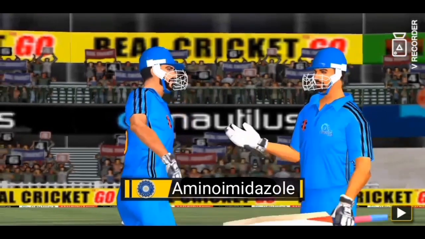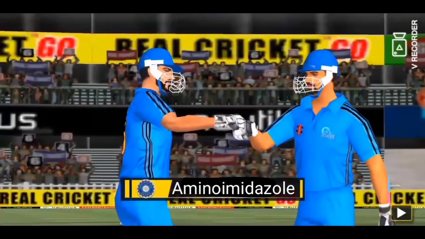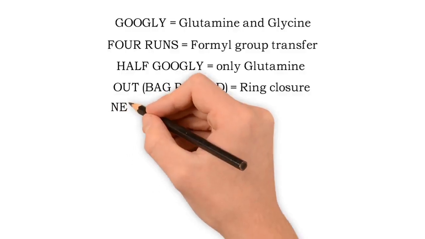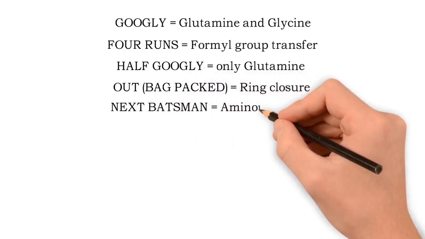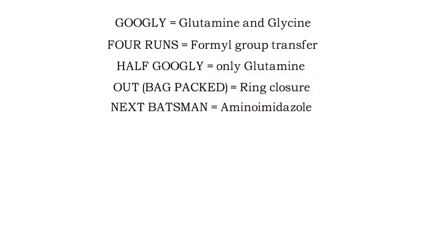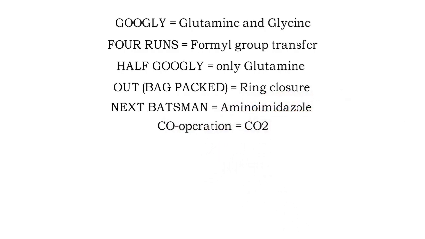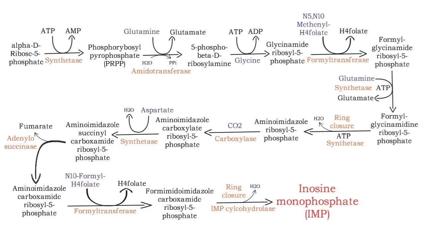This next batsman, aminoimidazole, is very clever. He asked for cooperation with his partner. So the new batsman is aminoimidazole and cooperation means CO2. So the aminoimidazole with carbon dioxide will be converted to aminoimidazole carboxylate ribosyl 5-phosphate. Ribosyl 5-phosphate will be there till the end.